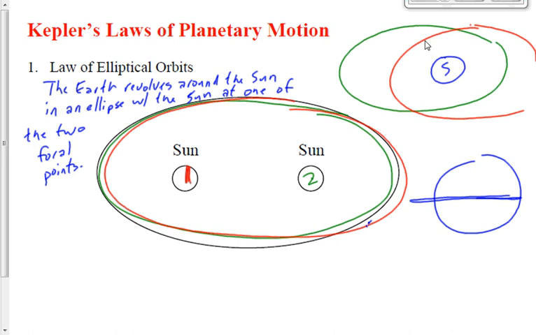The law of elliptical orbits, the first one: the Earth revolves around the sun in an elliptical orbit with the sun at one of the two focal points. Confusing a little bit?